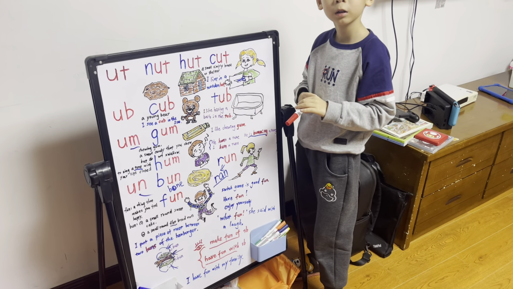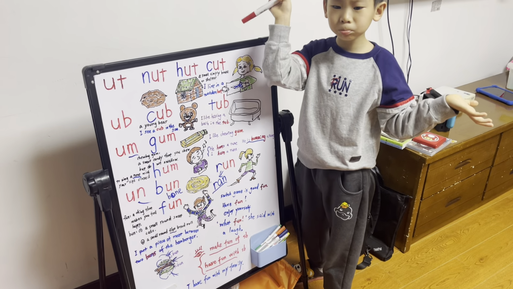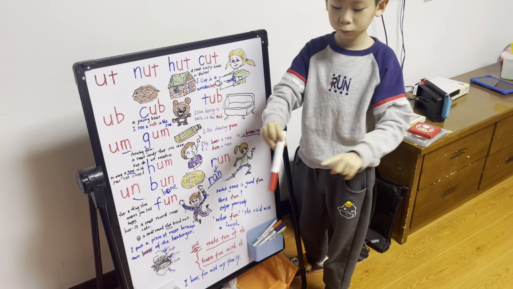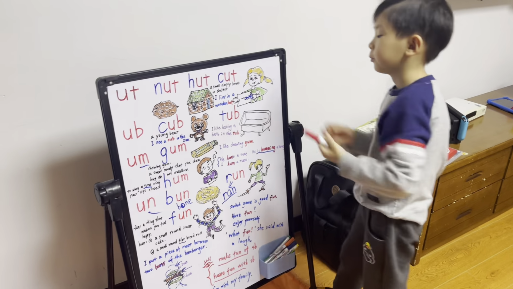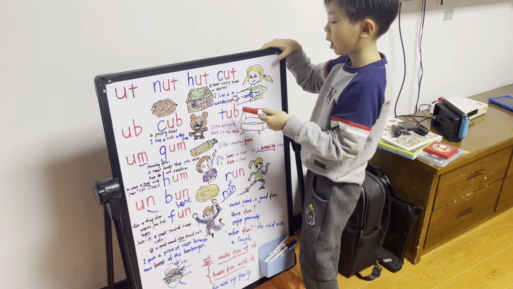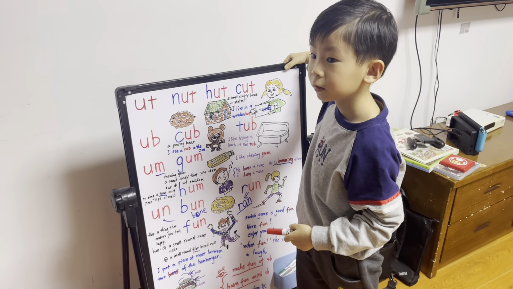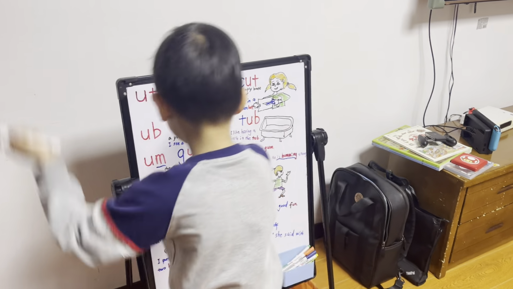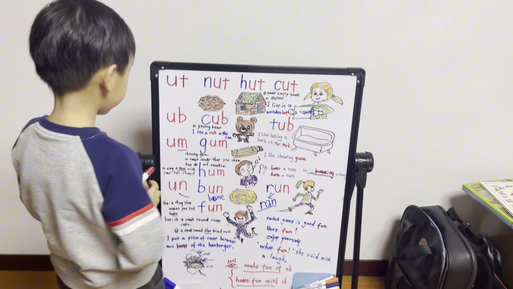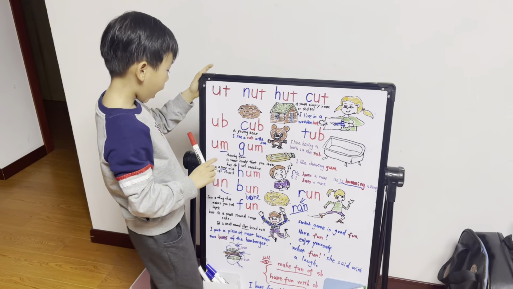Cup. Do you know cup? Cup means a young bear. A baby bear, okay? So did you see a young bear in the zoo? Do you see a cup in the zoo? No. Okay. Next one. T says up. Tub. Do you have a child tub? Okay. Yes. Do you like having a bath in a tub? Yes.